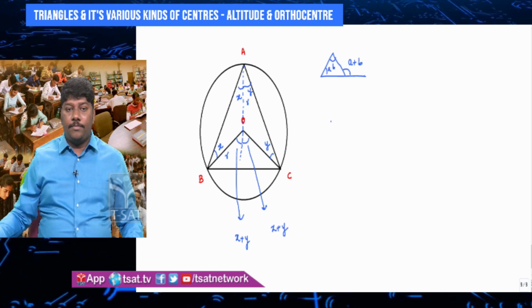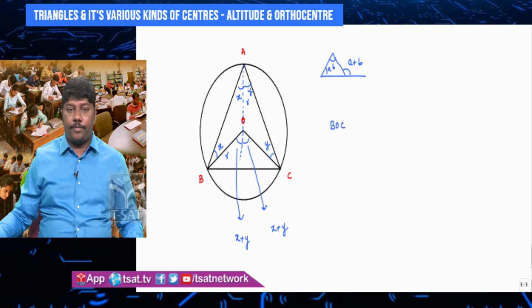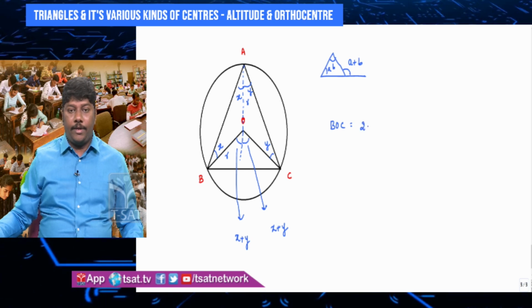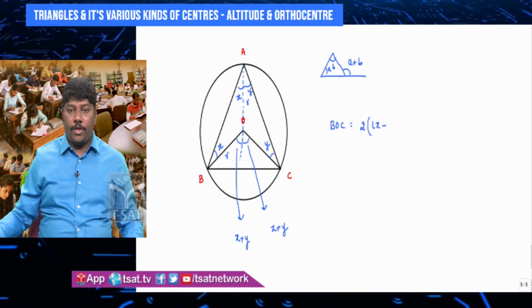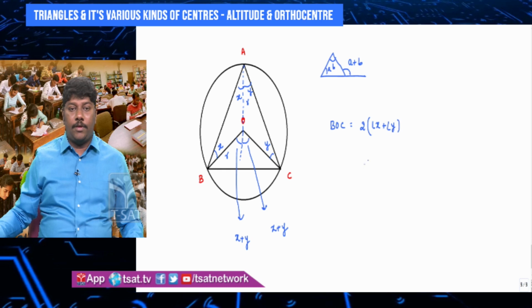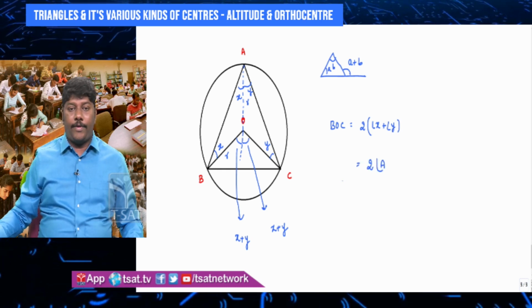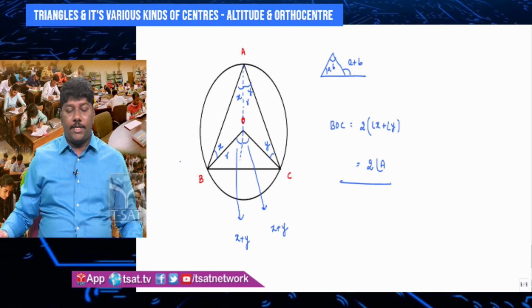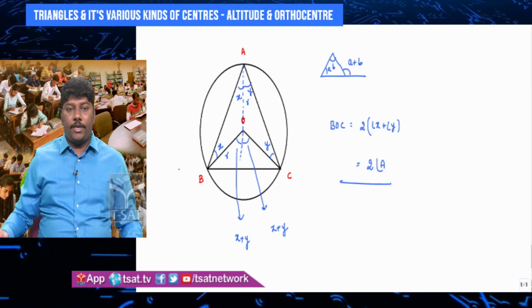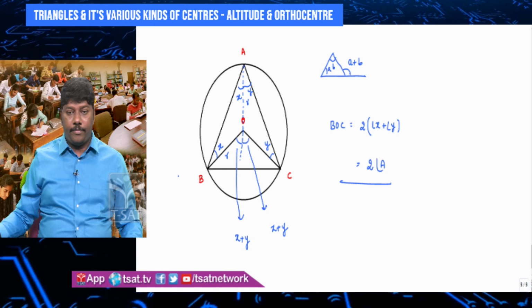So, BOC becomes 2 times of x plus y. Now, what is angle x plus y here? X plus y is angle A. So, it is 2 times of angle A. So, at circumcenter the angle formed is 2 times of angle A.